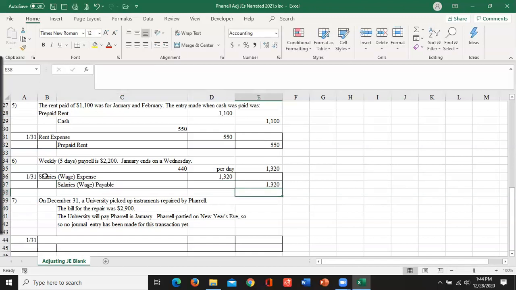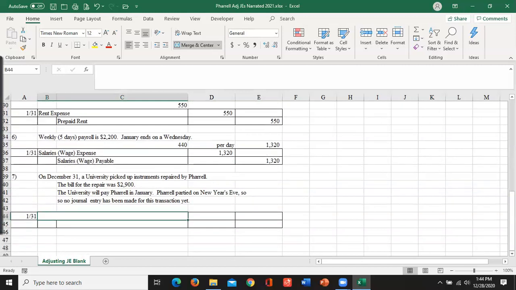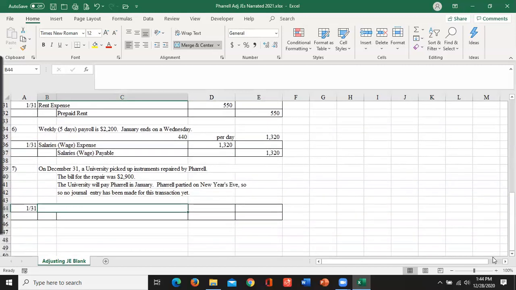If you notice in all of these entries, one of the accounts is on the income statement and the other account is on the balance sheet. And that's true of all the entries we've made. So then our last one is on December 31st.